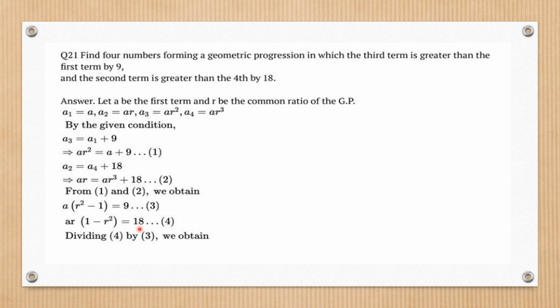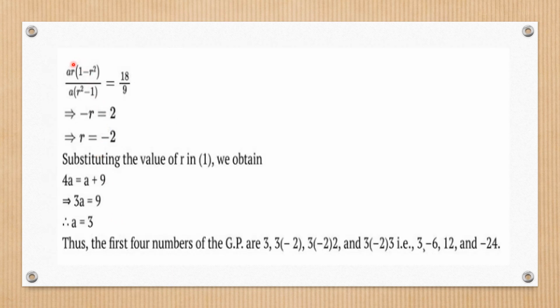Now you divide equation 4 by equation 3, as I need to eliminate either a or r. On dividing, this gives the value of r as minus 2. By resubstituting in either of the previous conditions, I'll get a as 3. The numbers are a, ar, ar square and ar cube, so by putting the values, the numbers are 3, minus 6, 12 and minus 24.